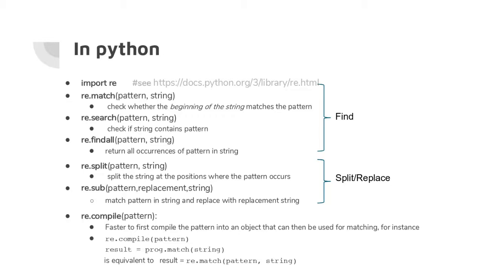So they all 3 get the pattern as the first argument and the string where you want to search in as the second argument. So match will check whether the regular expression pattern occurs at the beginning of the string. Search will check if it occurs at any position in the string. And findall will return all occurrences. So if you have a number in your string, you want to match that number with a pattern, and you have several occurrences, you can use findall, because search will only return the first occurrence. So that's for finding patterns.